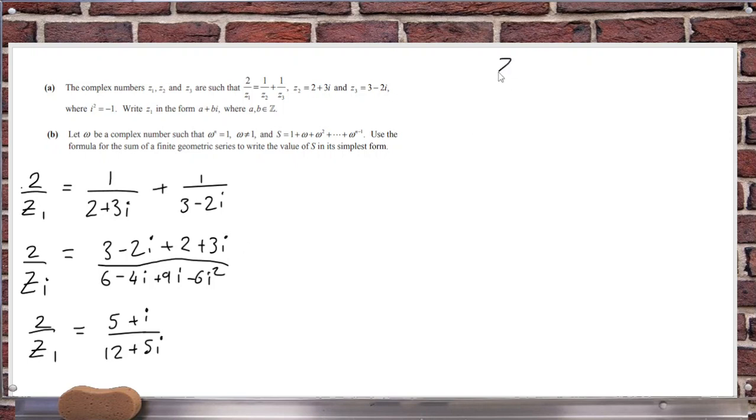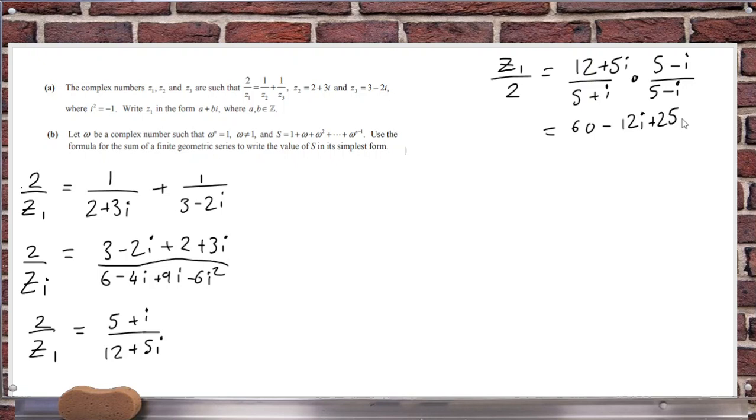Calculate the reciprocal of both sides, so I get Z1 over 2 equals 12 plus 5i over 5 plus i. And then I'll multiply the top and the bottom by the conjugate of the bottom. So on the top I have 12 times 5, which is 60, minus 12i plus 25i, minus 5i squared, all over 25 plus 1, so 26, the denominator.